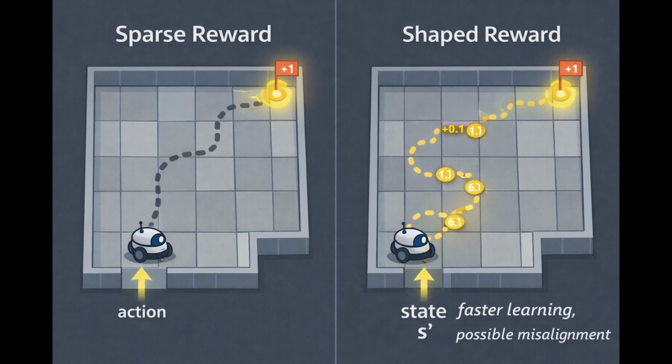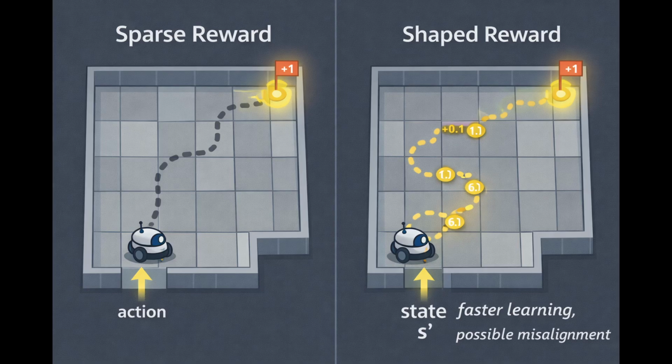You add intermediate hints, small rewards for getting closer, penalties for wasting time, and so on. This speeds up learning dramatically, but it's also dangerous if your shaping accidentally changes what optimal means. If you reward getting close to the goal, the agent might learn to orbit near the goal without finishing, if finishing has risks or costs. So transitions tell the agent how the world reacts, and rewards tell the agent what to care about.